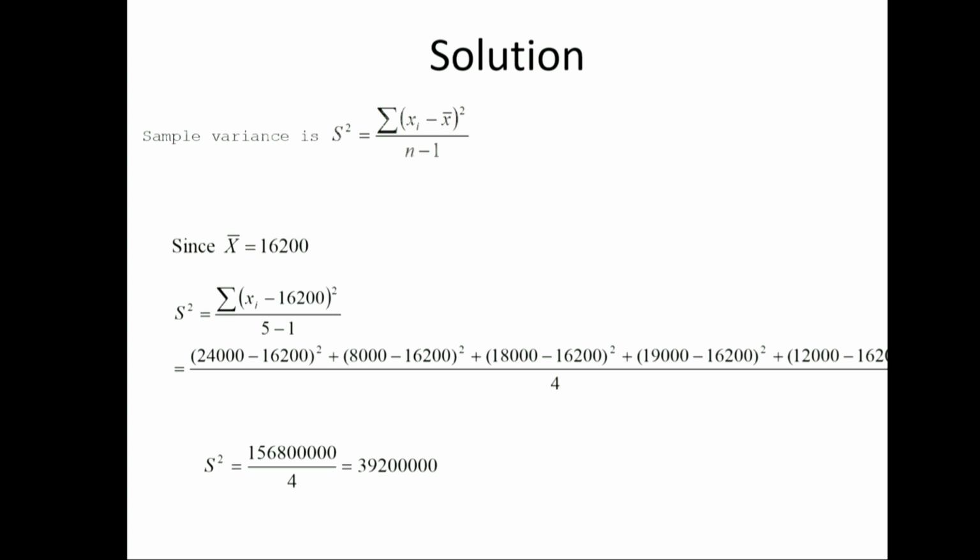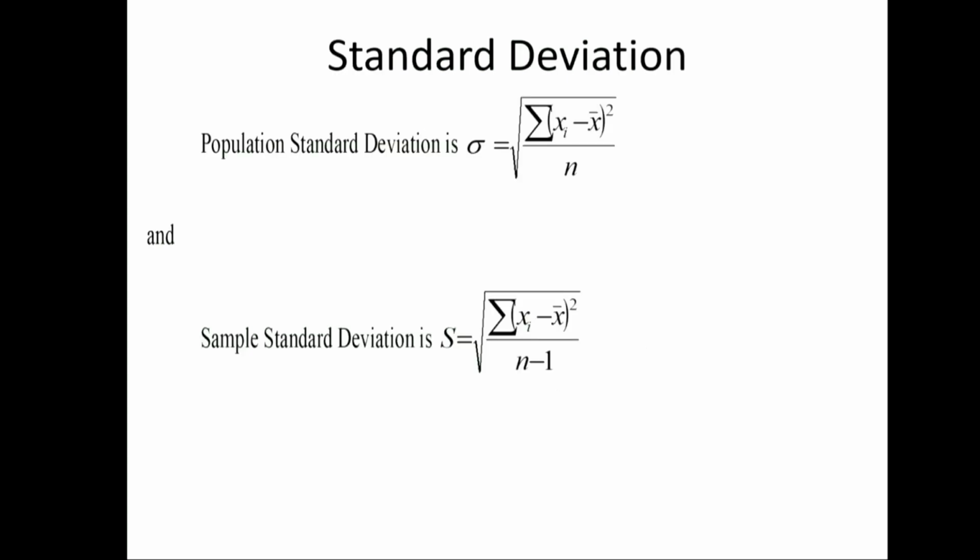So the next thing, we move to the standard deviation. For the standard deviation, we have both the population and the sample standard deviation. For the population standard deviation, we have just sigma, which is equal to the square root of the sum of xi minus x bar, everything squared, divided by n. Then, that of the sample standard deviation is just s. s is equal to the square root of the sum of xi minus x bar, squared, divided by n minus 1.